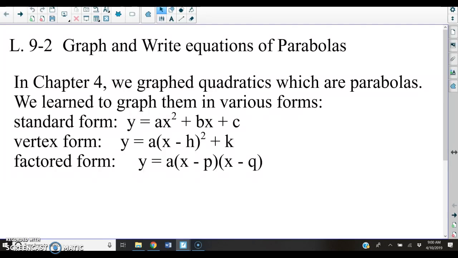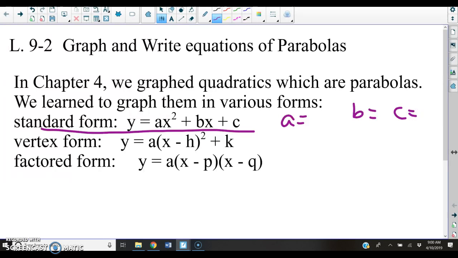Okay, lesson one, we took a look at midpoints and distance formula. Today we're going to do a quick review of chapter 4 where we were writing and graphing equations of parabolas. All right, so remember that we have the standard form, which is nice because then remember we've identified A, B, and C.